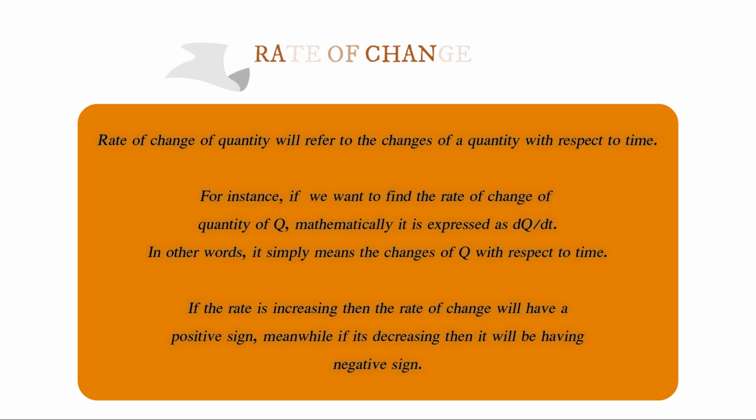For instance, if we want to find the rate of change of quantity Q, mathematically it is expressed as dQ over dt. In other words, it simply means the changes of Q with respect to time. If the quantity is increasing, then the rate of change will have a positive sign. Meanwhile, if it is decreasing, then it will have a negative sign.